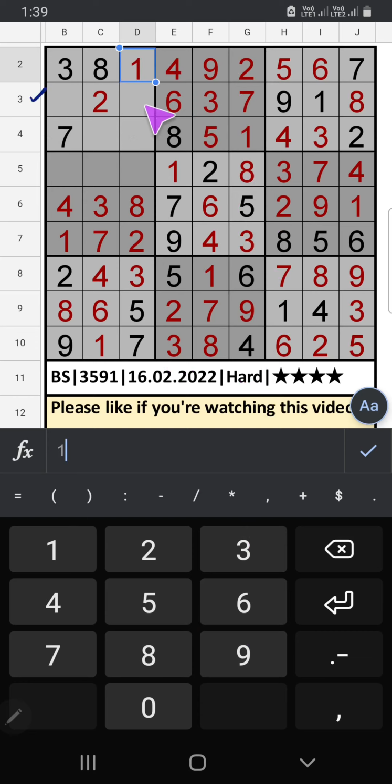Third row only 2 numbers are remaining, 4 and 5. Column D we have 5, so 5 can't come in this cell, 5 is confirmed here, then 4 is here. Fourth row 2 numbers are remaining, 6 and 9. Column C we have 6, so 6 can't come in this cell, 6 is confirmed here, then 9 is here.